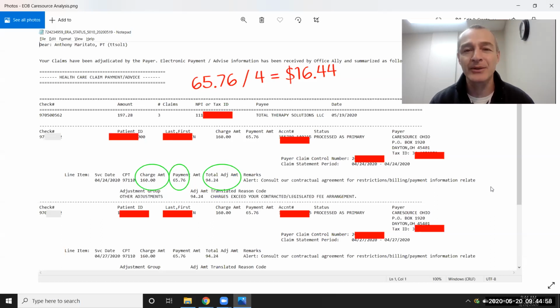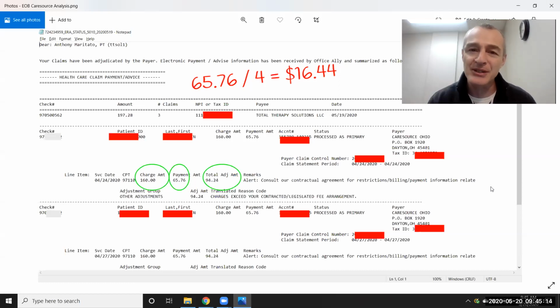I received a couple days ago from Caresource. Caresource is a Medicaid contractor here in Ohio. So you can see from this what my goal for you today is to understand the different components of an EOB. Now, first, what's an EOB?